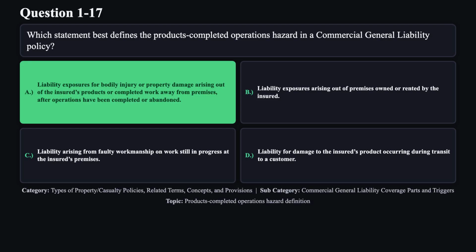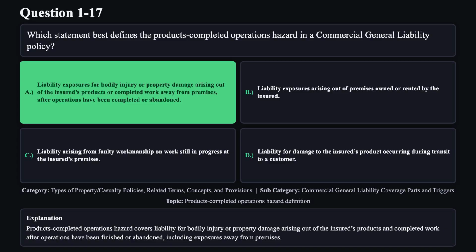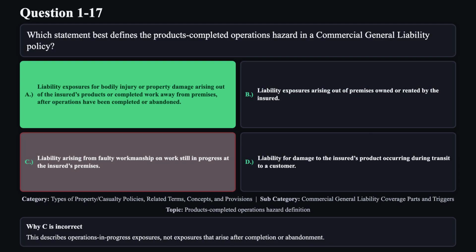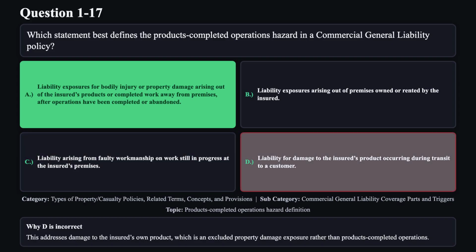The correct answer is A. Products completed operations hazard covers liability for bodily injury or property damage arising out of the insured's products and completed work after operations have been finished or abandoned, including exposures away from premises. Reason B is not correct. This describes premises liability exposures, not the product's completed operations hazard. Reason C is not correct. This describes operations in progress exposures, not exposures that arise after completion or abandonment. Reason D is not correct. This addresses damage to the insured's own product, which is an excluded property damage exposure rather than product's completed operations.